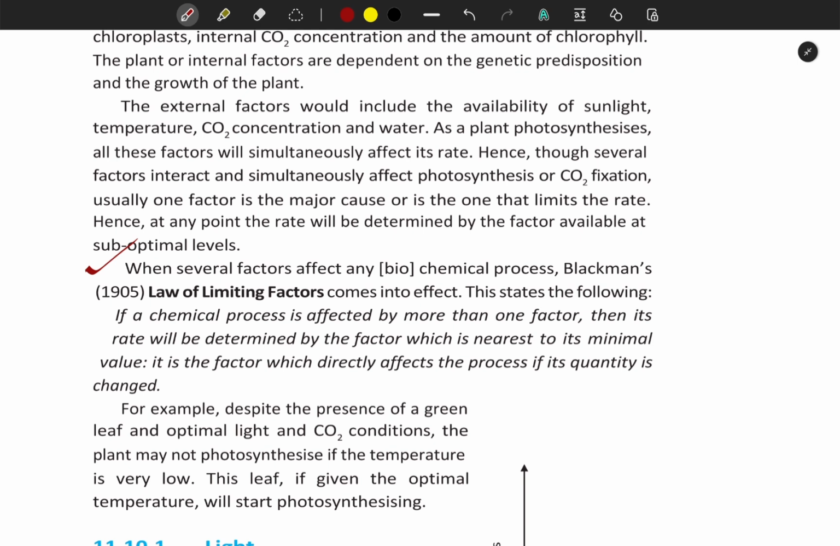This states the following. If a chemical process is affected by more than one factor, then its rate will be determined by the factor which is nearest to its minimal value. It is the factor which directly affects the process if its quantity is changed. For example, despite the presence of a green leaf and optimal light and CO2 conditions, the plant may not photosynthesize if the temperature is very low. This leaf, if given the optimal temperature, will start photosynthesizing.